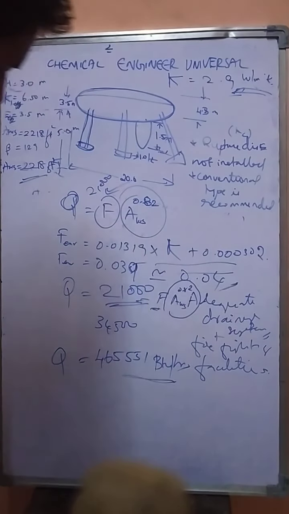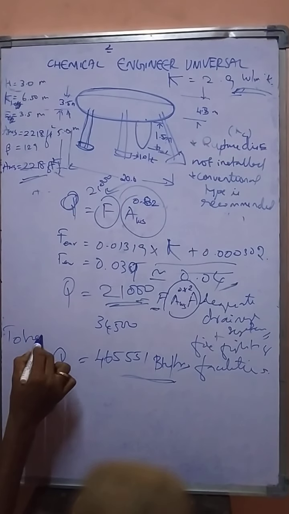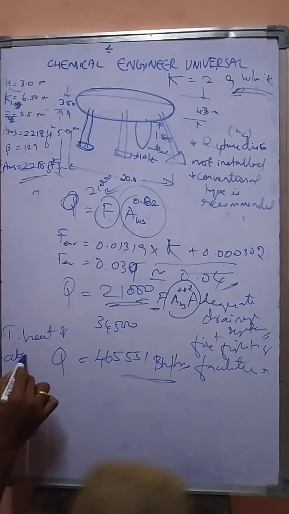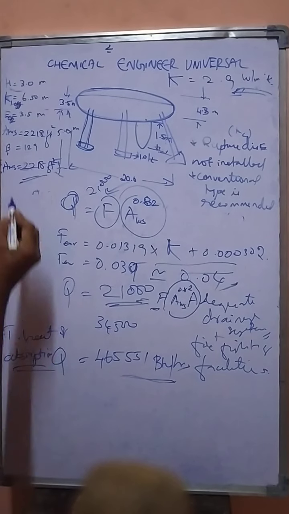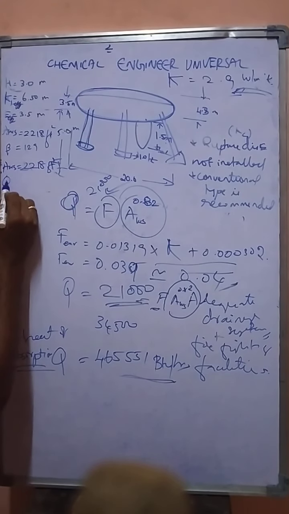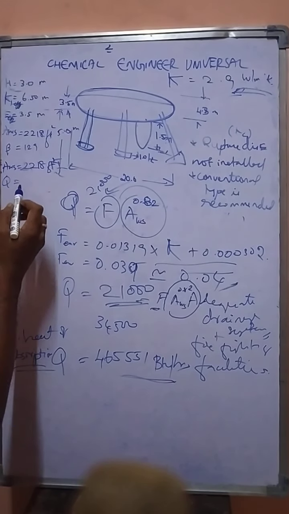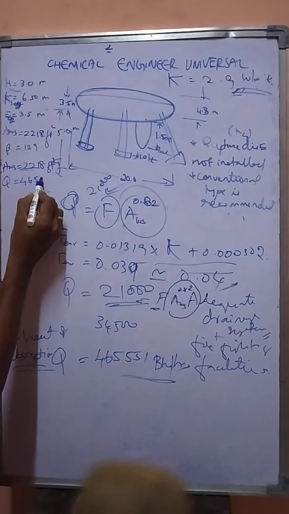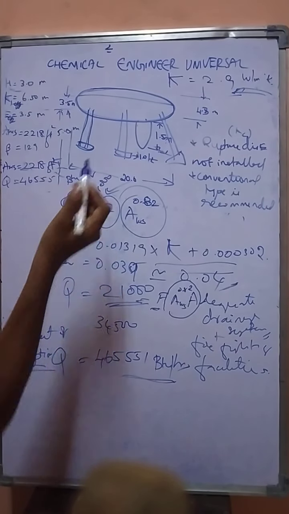So we got this Q value. This is the total heat of absorption. So we know the total heat of absorption now. Let's take this value here: Q is equal to 465,551 BTU per hour.